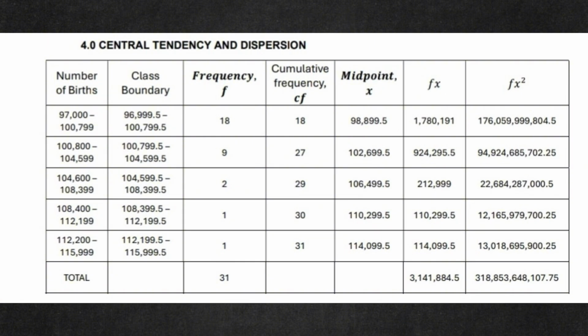The frequency column shows the number of observations in each class, while the cumulative frequency is obtained by successively adding the frequency from the first class to the last class. The midpoint of each class is calculated using the formula: lower class boundary plus upper class boundary, divided by 2. The fx values are obtained by multiplying the frequency by the midpoint. The fx squared values are obtained by multiplying the frequency by the square of the midpoint. Finally, we calculate the total frequency by adding all the frequency values, which gives 31. We also obtain the sum of fx and the sum of fx squared by summing all the values in each column respectively.